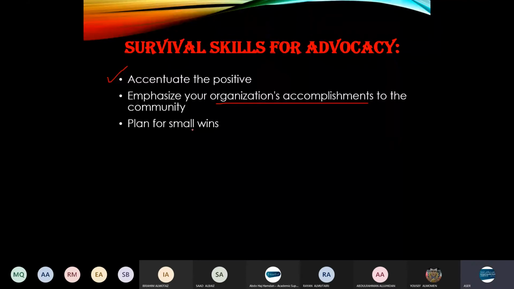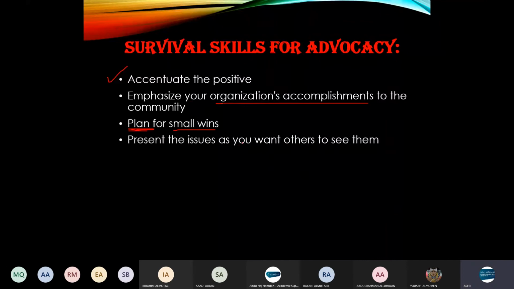Plan for small wins. So we have spoken about how to put a very major plan for the whole advocacy campaign, but when you have very small wins, okay, they can help you in a big cause. Because one win after another, even if it was very, very small, it can help you later in your whole plan.